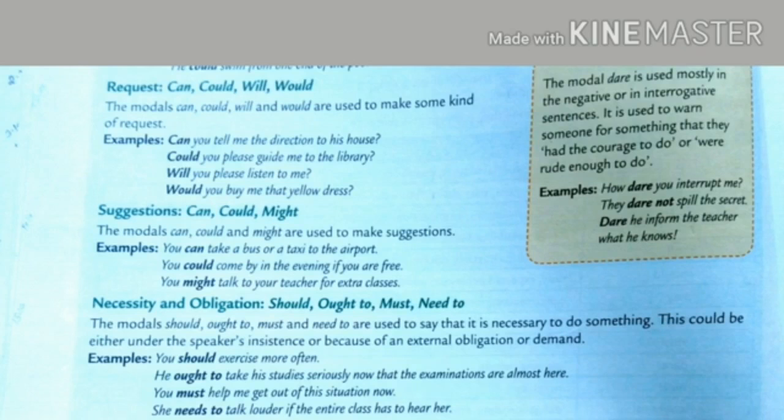She needs to talk louder if the entire class has to hear her. It is an external obligation. She needs to talk louder so that the entire class can hear her. It is obligation. The modals should, ought to, must, and need to are used to say that it is necessary to do something, for necessity and obligation.